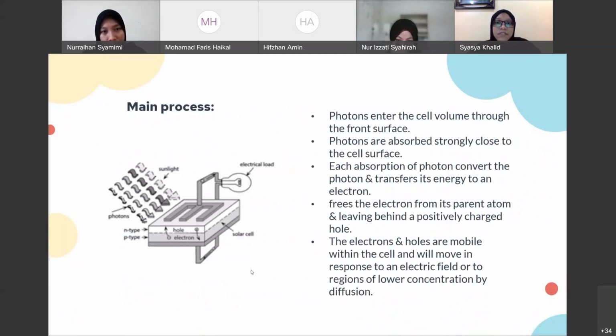Each absorption of a photon converts the photon and transfers its energy to an electron in the semiconductor. It frees the electron from its parent atom, leaving behind a positively charged vacancy known as a hole. In some materials, known as direct bandgap semiconductors, the absorption involves just the photon and the created carrier pair. But in indirect bandgap semiconductors, the process also needs one or more phonons to take part. The electrons and holes are mobile within the cell and will move in response to an electric field or to regions of lower concentration by diffusion. They are also prone to recombination with each other. Next slide.